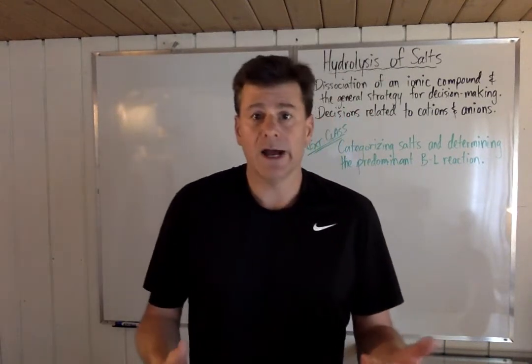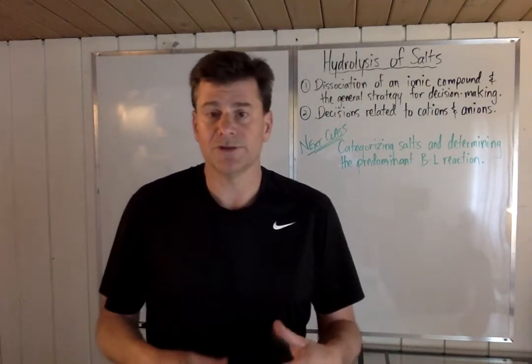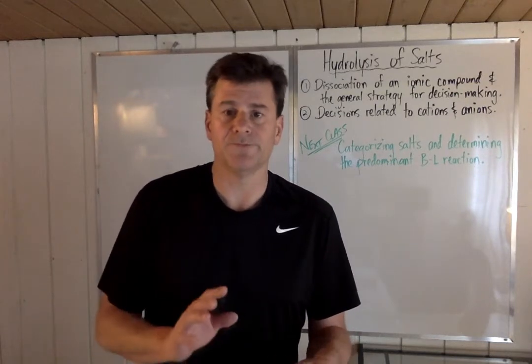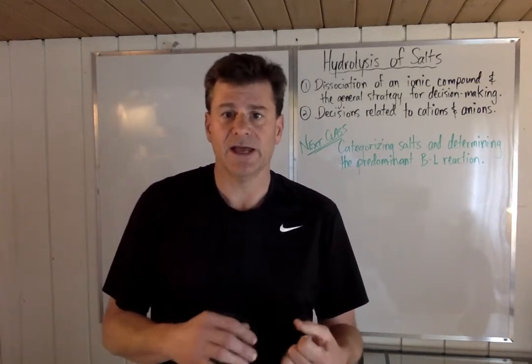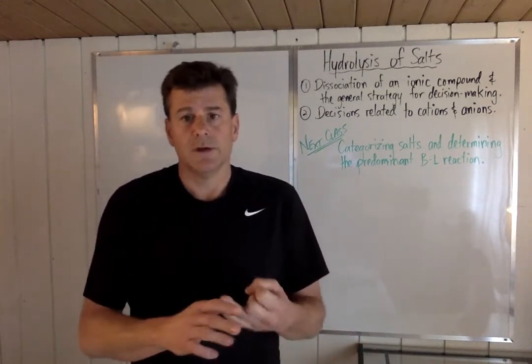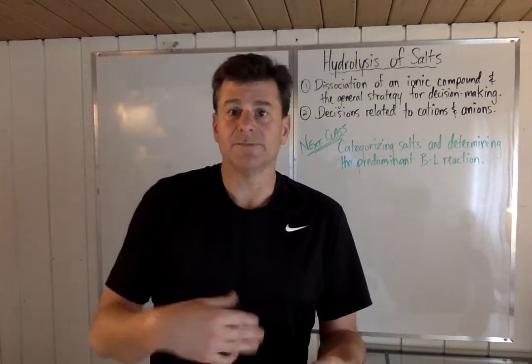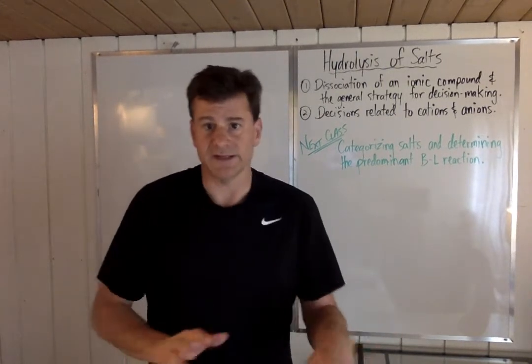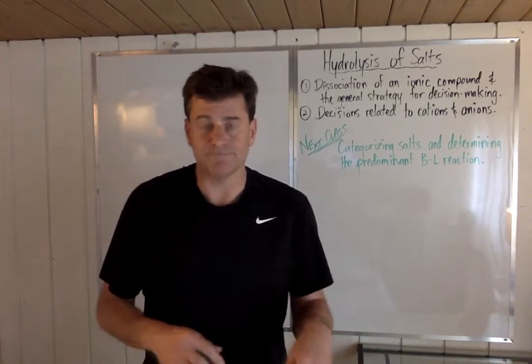Okay, so over here, over my shoulder, you can see that there's just two things. Number one, quick review here, dissociation and the general strategy. And then we'll get into the specific types of things that cations and anions do, and we'll go through a whole bunch of things. So this one could be a pretty long one today.